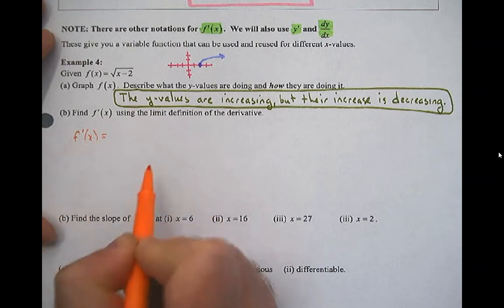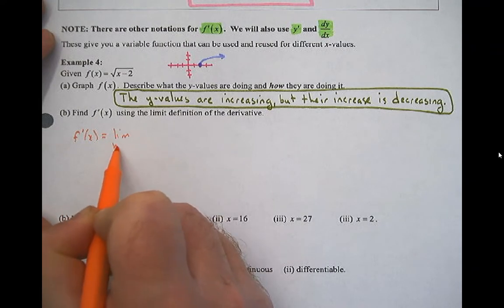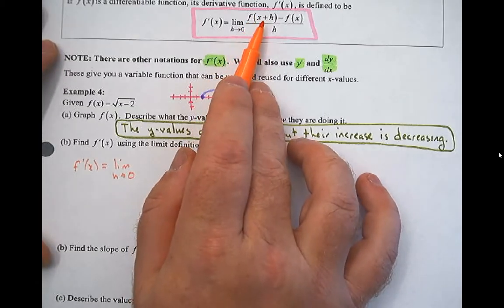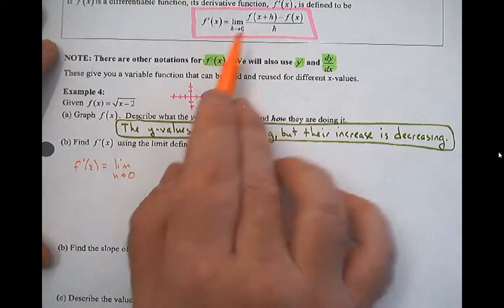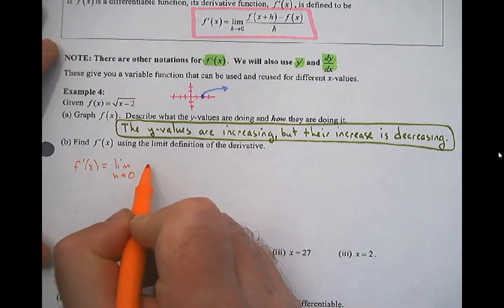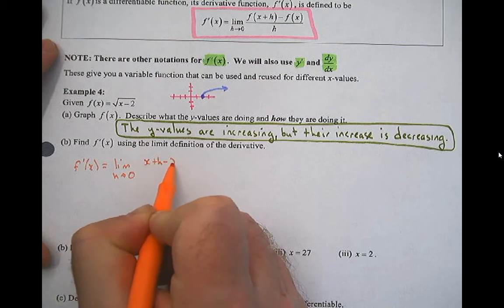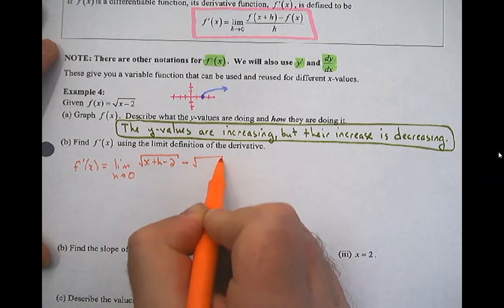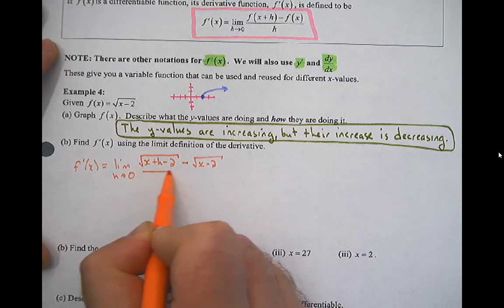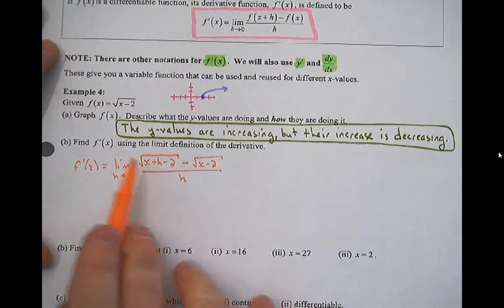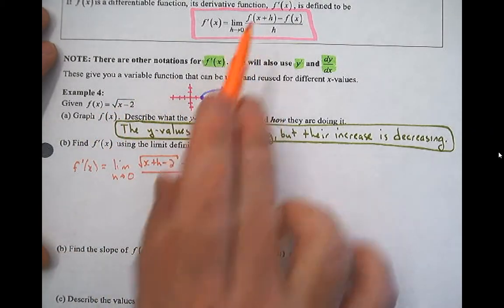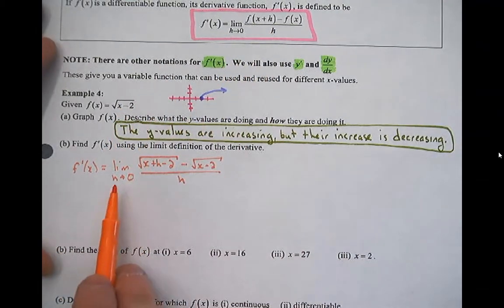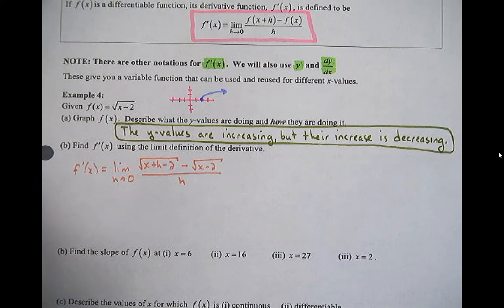So f prime of x equals the limit as h approaches 0 of, okay, so it starts off with f of x plus h. That means in my function, everywhere there's an x, I'm going to replace that with x plus h. So I would have the square root of x plus h minus 2, minus the function itself, which is the square root of x minus 2, all over h. So what I did was I took out the x and replaced it with x plus h in the first piece. And the last piece, I just subtracted the function itself, and it's always over h. Now, what should we try to do first?